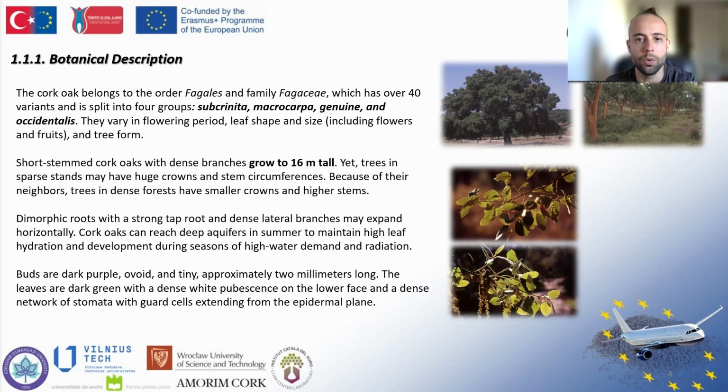The cork oak has over 40 variants grouped into 4 categories. They vary in flowering period, leaf shape and size, and tree form, and they can grow up to 16 meters tall. They usually have a broad, round-topped head and glossy green, holly-like leaves. It is an evergreen tree that does not drop its leaves. The thick and knobbly dark gray bark, which covers it, is the portion known as cork.